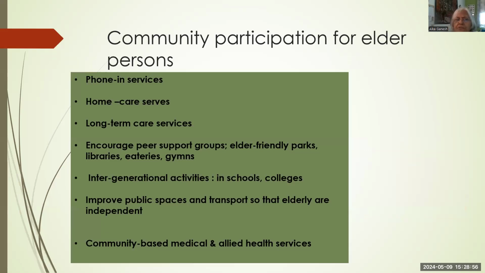I've given you 3 scenarios. And one of the things that I think is very, very important for older persons is community participation. So, which I talked about in the last one, phone-in services. People can phone in and talk to them. Home care, long-term care services. Encourage peer support groups, so that you have parks where elderly people feel safe to go, libraries, eateries, gyms, which are meant for older people and are a meeting ground. We know that in different countries, people meet each other socially in different places. In the village, it is the tea shop, the chai kadai, as we say. Well, it could still be the same thing. Now it could be parks, it could be eateries.